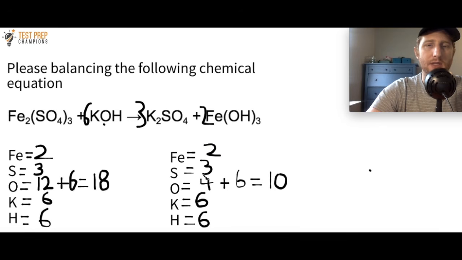So what about my oxygens? Well, I've got 4 oxygens here, but I have to multiply that by 3. So 3 times 4 is 12. So I've got to go back to this 4 right here, and I'm going to turn this into a 12. Now 12 plus 6 is what? 12 plus 6 is 18. Okay, so now everything's balanced up, so this is the correct answer right here on the screen.